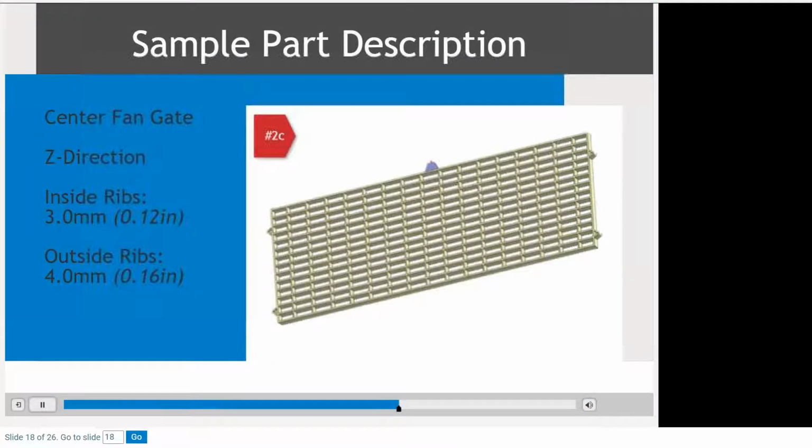Let's look at another design scenario for this part. We will adjust the rib thickness for the ribs running the width of the part in the Z direction to 3 millimeters. The outside ribs will stay at 4 millimeters, and we will again analyze the results with a single center fan gate. So all of these ribs going across are now 3 millimeters, all of them, and the outside rib thickness stays at 4 millimeters.